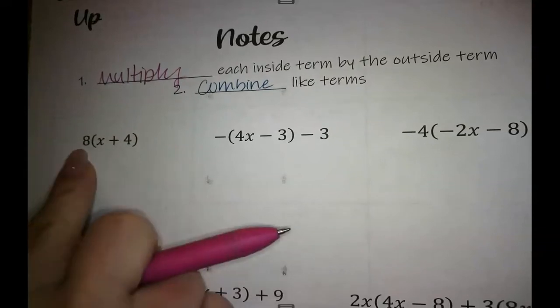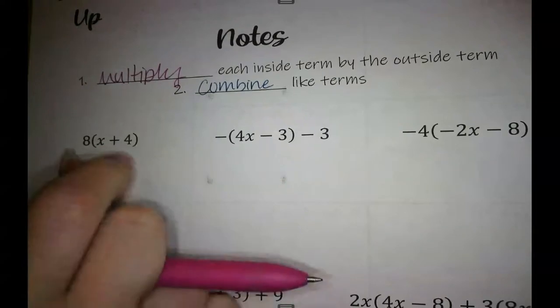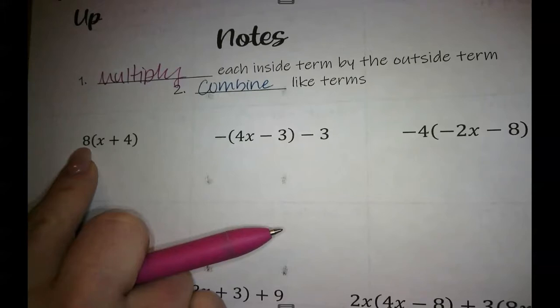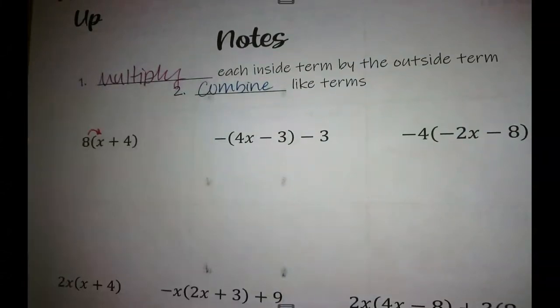So we've got this example. We've got 8 on the outside and then x plus 4 on the inside. Whenever you see parentheses, that means those terms go together and we can't separate them. So we need to take this 8 on the outside and multiply it by everything on the inside.